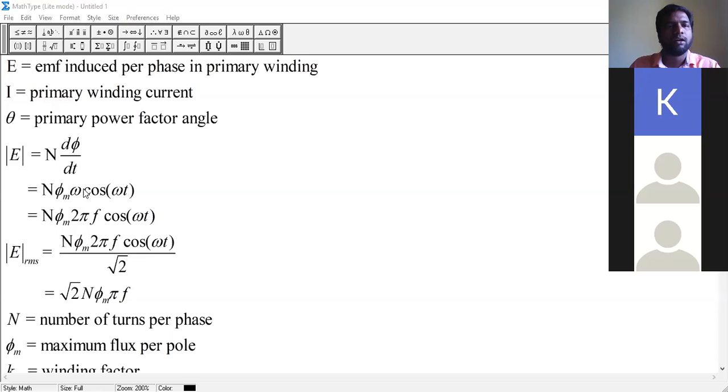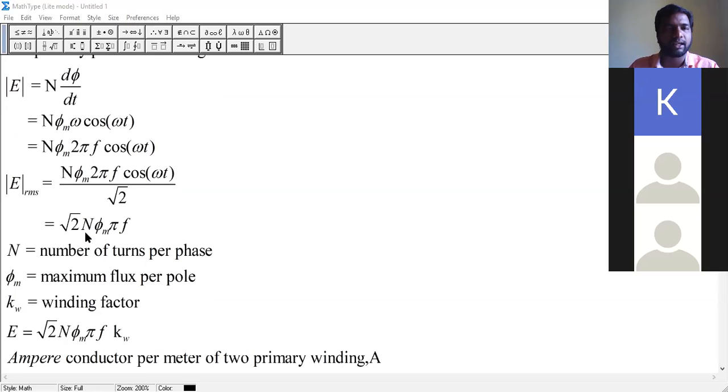Now, this omega can be replaced by 2 pi f. So if you want to estimate the value of the RMS, divide the entire thing by root 2, so that this root 2 and this 2 will be cancelled. So the remaining root 2 will be available, such that we are taking cos omega t equal to 1 in order to estimate the value for RMS. Again here, n is nothing but number of turns per phase, phi is the maximum flux per pole, and f is the supply frequency.